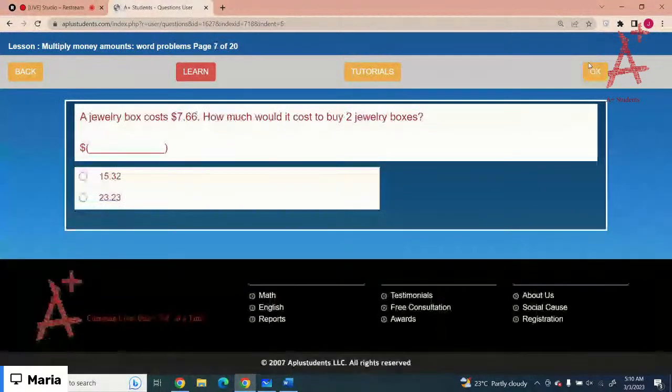Nadia, please don't guess the answers. Use your notebook and pencil and calculate the values. Excuse me.